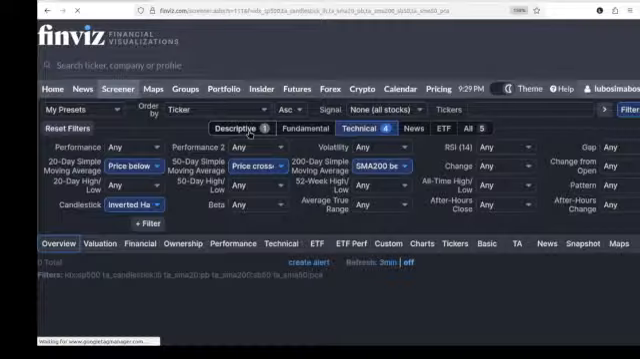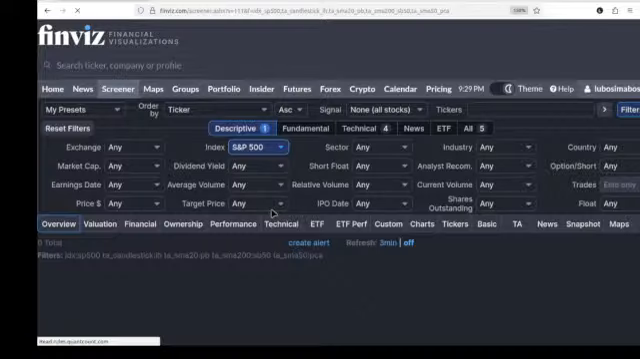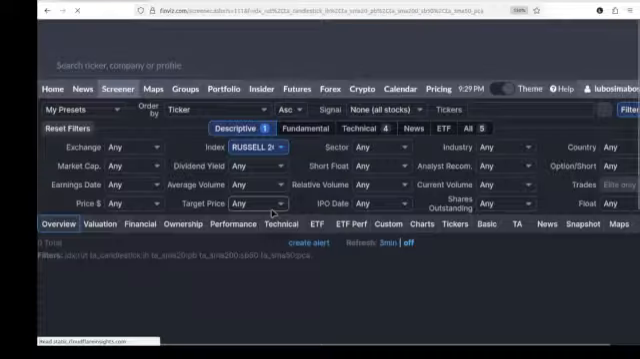So let's try maybe the Russell 2000. See if there's any candlestick pattern. So you have to pick one. All right, you pick one, and then you keep studying. Now, all right, there's nothing in the Russell 2000.